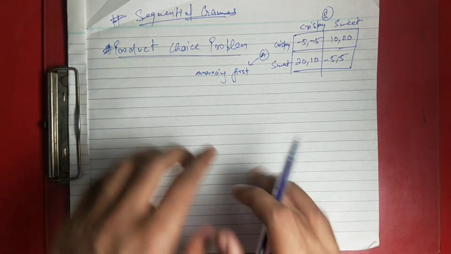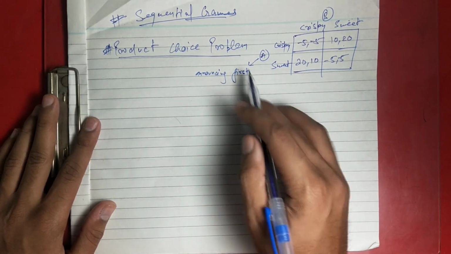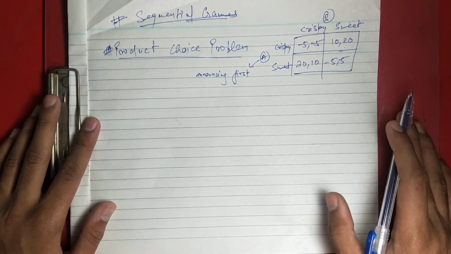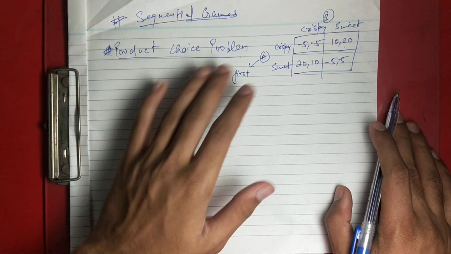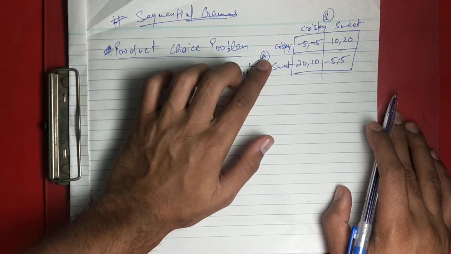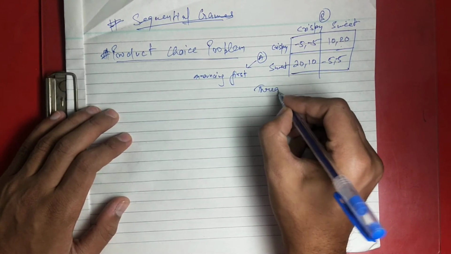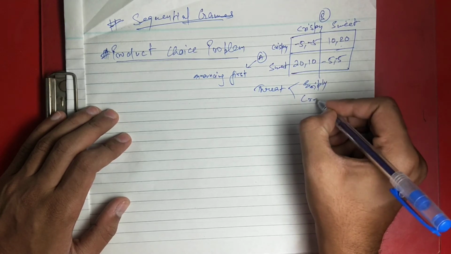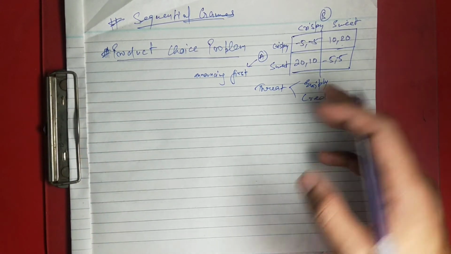We say it as a threat. Like A is moving first. A is saying that I will produce sweet. So this is a threat. Now the second part is that the threat which A is giving, that A is introducing sweet, can be empty or credible. So now what is empty and what is credible?